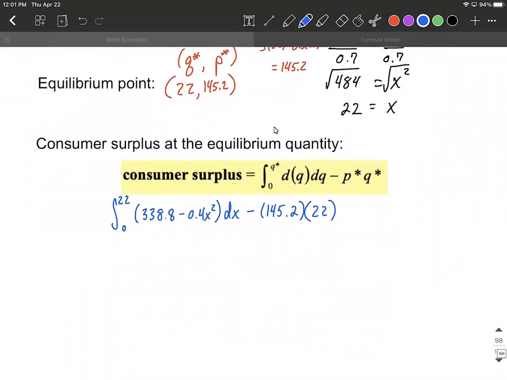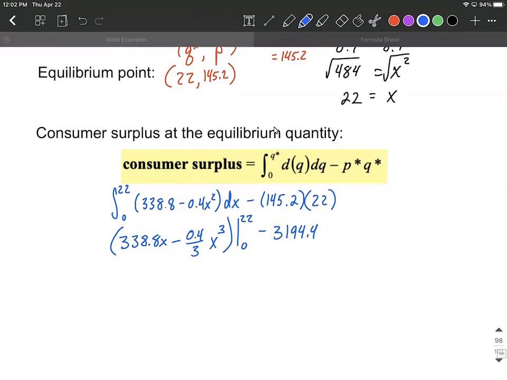All right, now let's go about integrating this. So integrating one term at a time here, we have 338.8. A constant is going to get an x with it, minus 0.4, bringing the constant along. Next up, I'm going to increase my exponent by 1 and divide by the new exponent. This should still remain a subtraction. All right, this will be evaluated between 0 and 22 as our bounds of integration. And then we're subtracting away, as I multiply this out, 3,194.4.